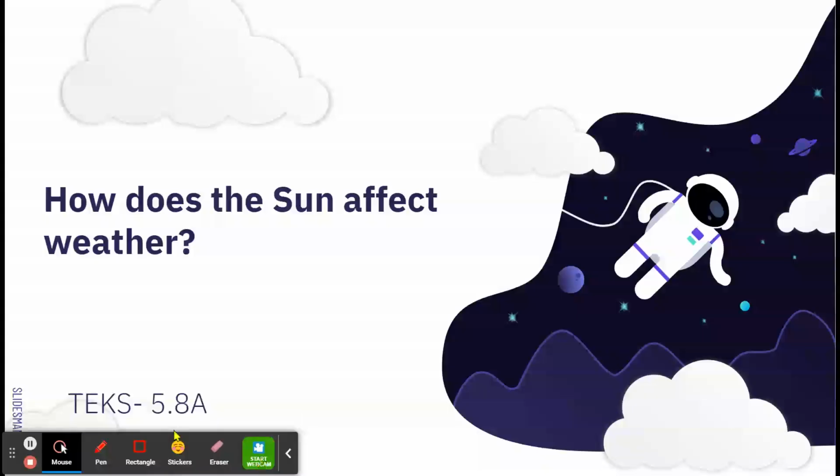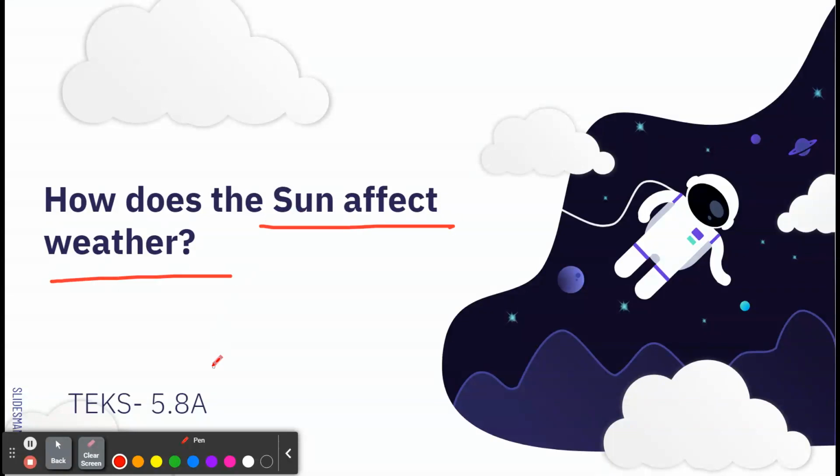Let's go ahead and take a look at our science essential question for this lesson. The question we are going to be answering in this lesson is, how does the sun affect weather? The TEK we are focusing on today is TEK 5.8a.